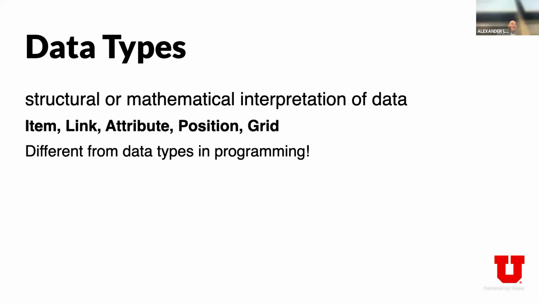Okay, let's talk a little bit about data types. These are the structural and mathematical interpretation of the data, and we distinguish between items, links, attributes, positions, and grids. And I want to note that these are different from the data types in programming, right? For example, an integer in programming can represent both an attribute or a length, right? So there's no equivalency. It always depends on the interpretation.